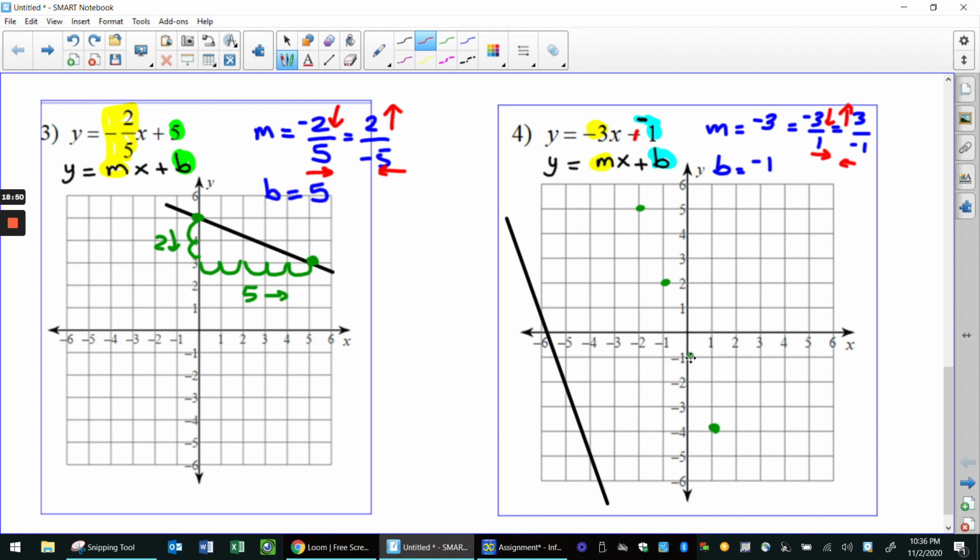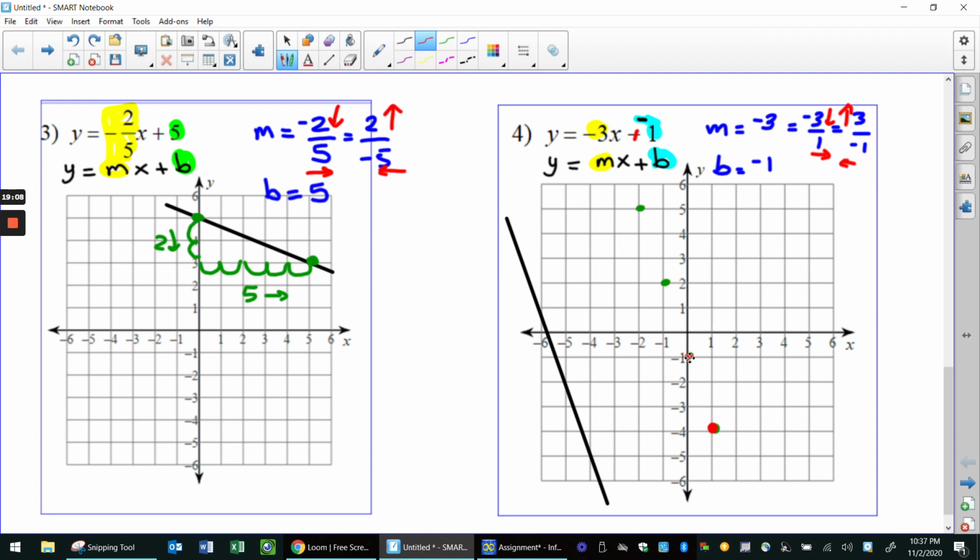So where my line is going to cross the y-axis is at negative 1 right there. And I'm going to move with m. So I have negative 3 over 1. So I can go down 3 and to the right 1 and plot my other point. Or I can go up 3 and to the left 1.